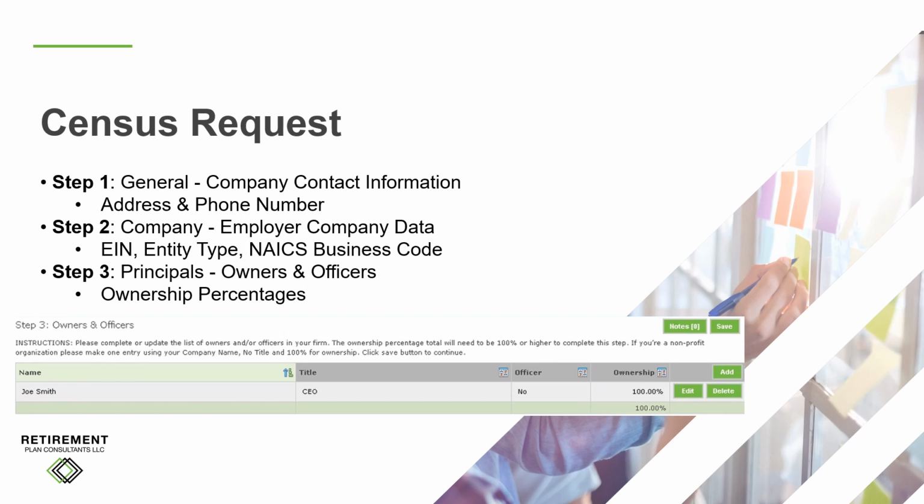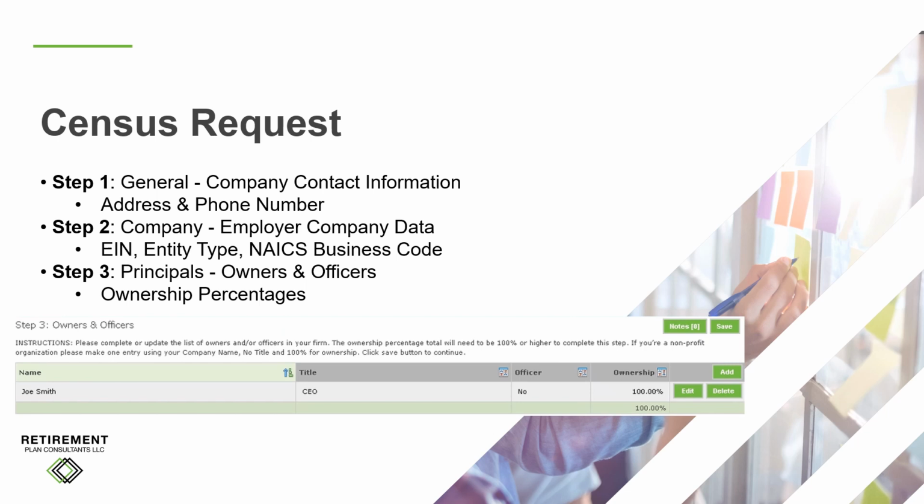Let's walk through some of the steps involved in completing the census. These steps allow you to review and confirm the company information RPC has on file for the plan. Any changes needed can be made by updating the information within the data collection area of the Plan Sponsor Link portal. Step 1 contains the company contact information, which includes the address and phone number for the company. Step 2 is the employer company data, which includes the EIN, entity type, and NAICS business code.